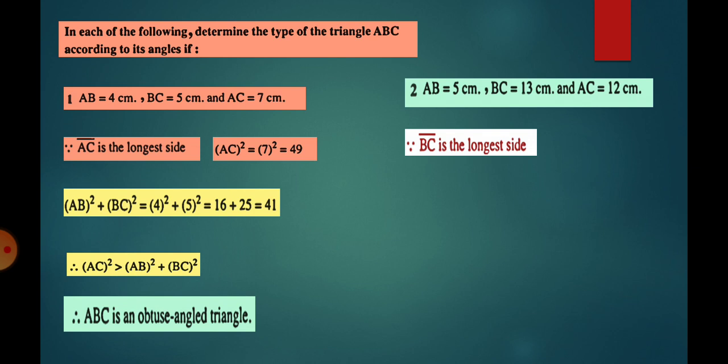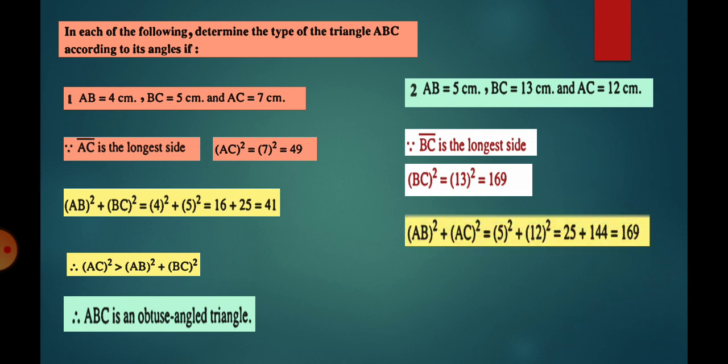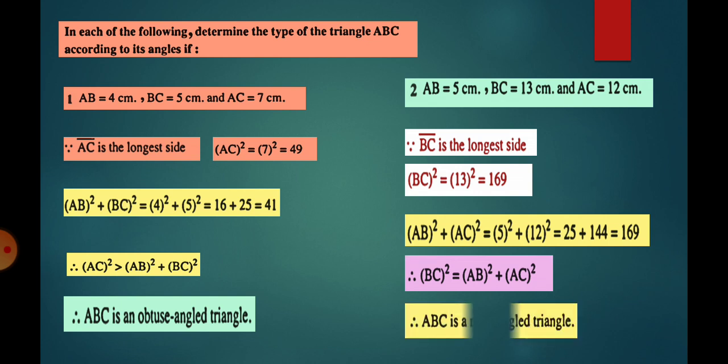Again, BC is the longest side. Then BC power 2 equals 13 to the power 2 equals 169. AB power 2 plus AC power 2 equals 5 power 2 plus 12 to the power 2 equals 25 plus 144 equals 169. Here we find BC power 2 equals AB power 2 plus AC power 2. Then ABC is a right angled triangle at angle A.